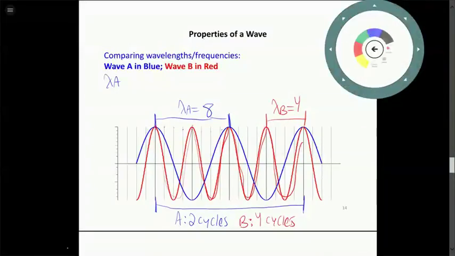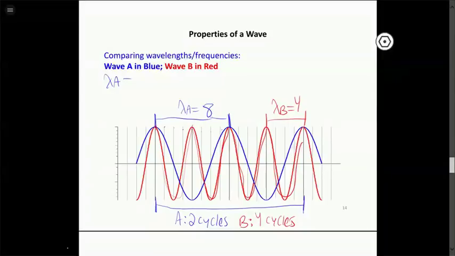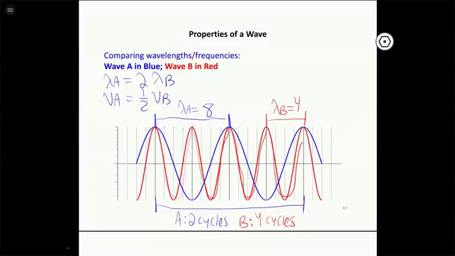And so if we compare the wavelengths and the frequencies of these things, what we see is that the wavelength for the first wave is 2 times the wavelength for the second. Lambda A is 8, lambda B is 4. But if we compare the frequencies, nu A is 1/2 times nu B. So you see that there's this inverse relationship between wavelength and frequency. If the wavelength is doubled, the frequency is half, or vice versa. That's what we call an inverse relationship, and that'll be important later on when we start giving equations for these different things.